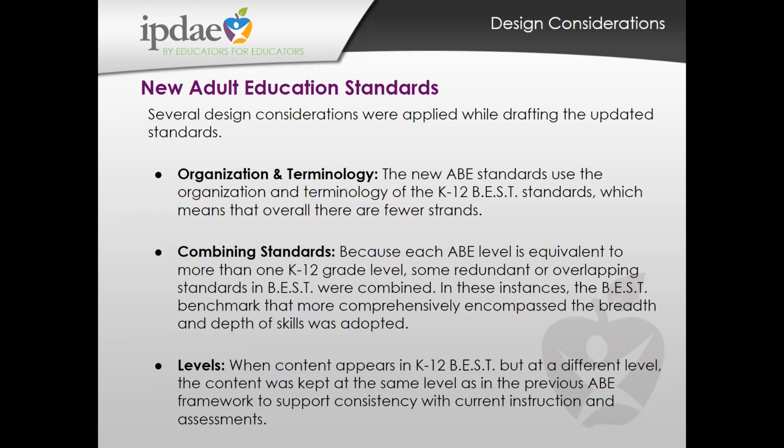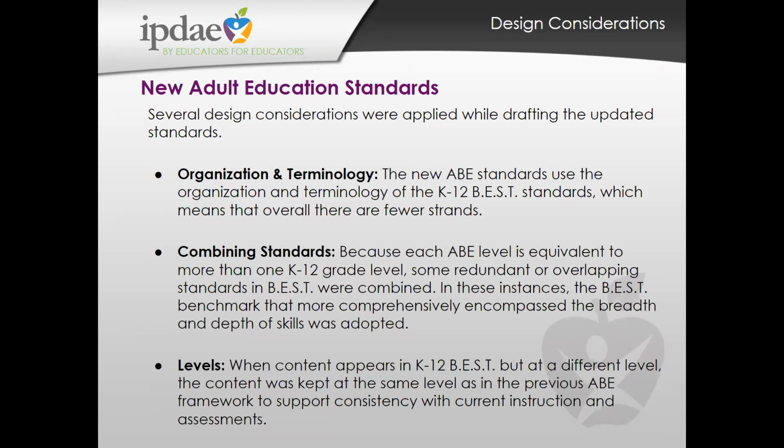We also combine standards. And so, as you know, one of the complexities with ABE standards is that the different ABE levels are equivalent to more than one grade level, K-12, right? So when you look at level 2, where you've got second and third grade standards, sometimes those standards are really different. And sometimes those standards are very much related, with potentially the third grade standard encompassing the second grade standard completely.